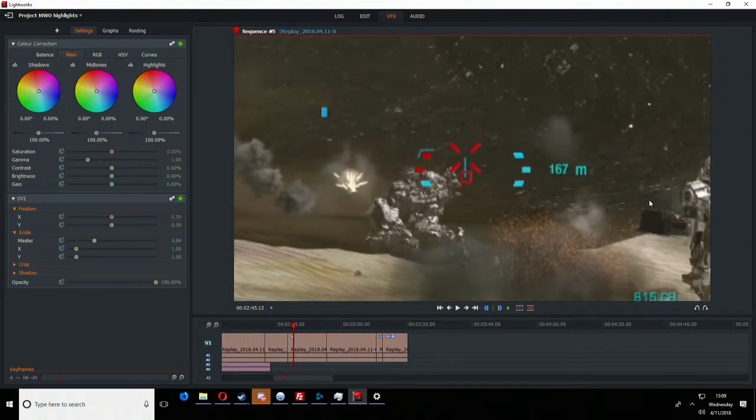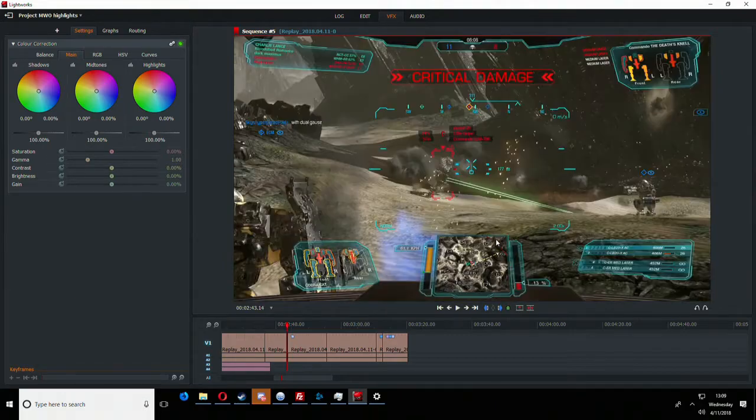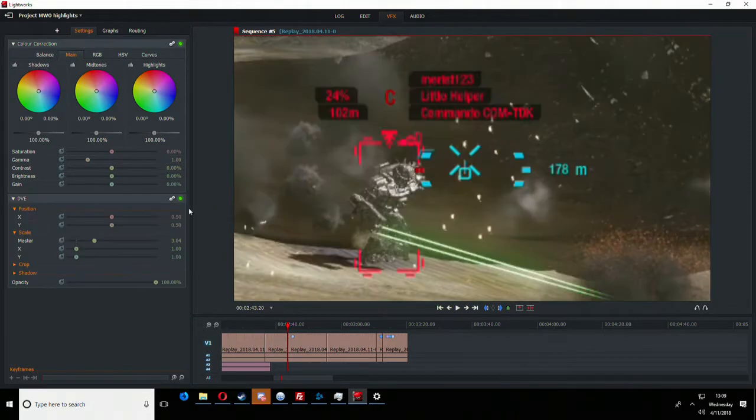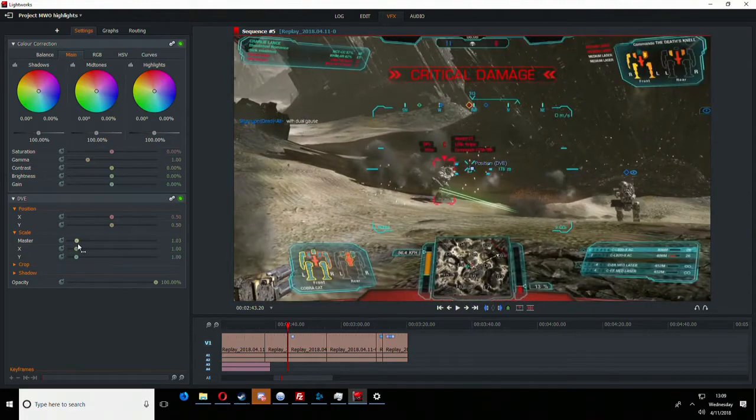Boom. Now, I didn't hit him square in the torso, but I don't know for sure what was in the heat of the moment, but I wasn't aiming at the center torso.